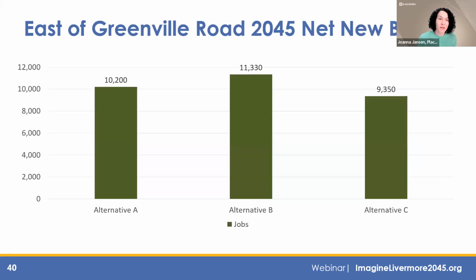What do these correspond to? Our bar charts here are jobs only. There wouldn't be any housing growth under any of these alternatives. And the alternatives would all add a significant amount of new jobs, ranging from a low of 9,300 jobs under alternative C, midpoint of 10,200 jobs in alternative A, and the highest potential for new jobs under alternative B at over 11,000 new jobs.